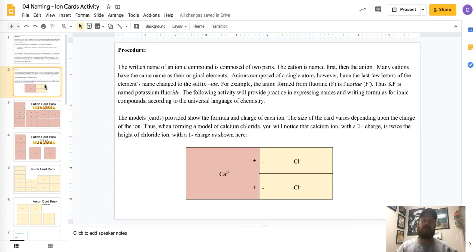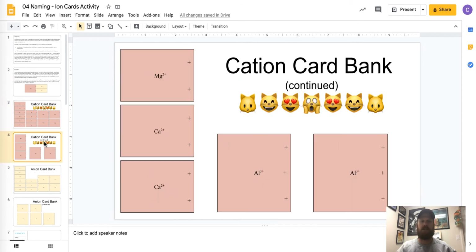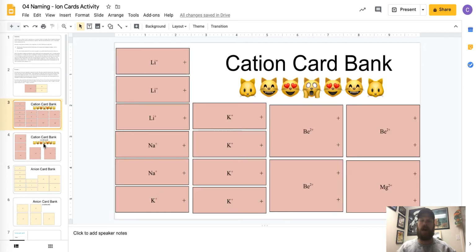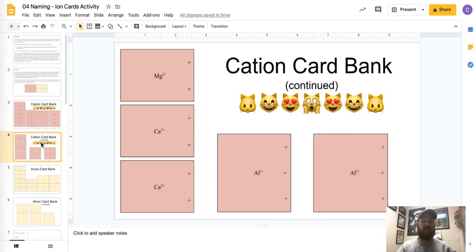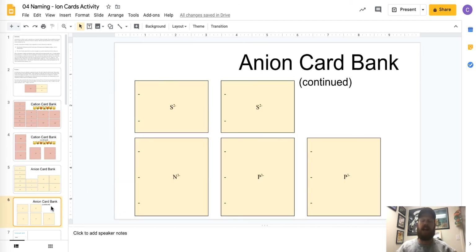All right, let's talk about how to complete this activity. The next two Google Slides contain a cation card bank. When you are done with this activity, all of these cation cards should be removed from these two slides. The next two Google Slides are an anion card bank. Once again, all of these anion cards should be removed from these two slides when you're done with this activity.